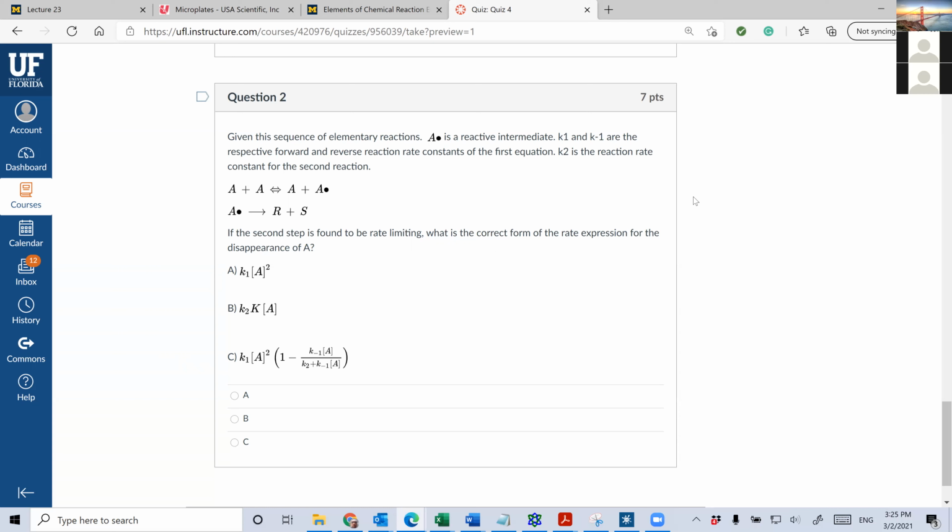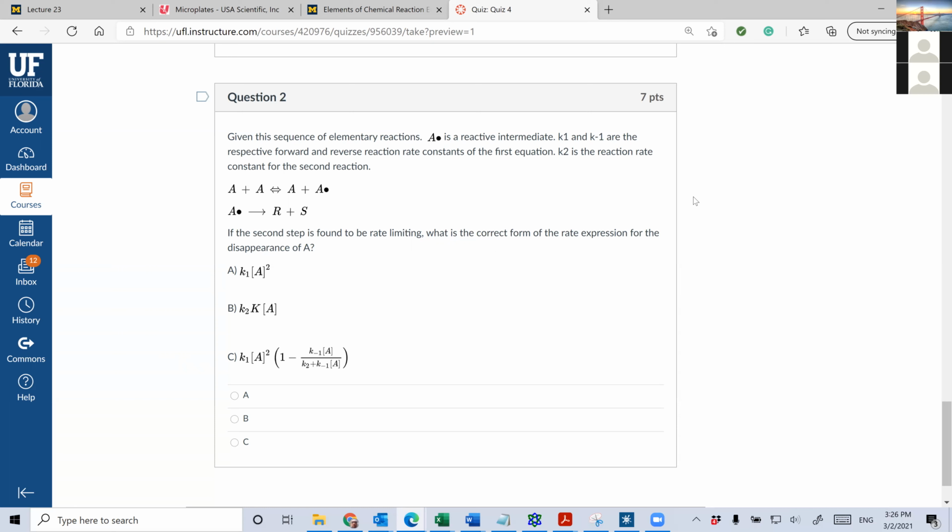So if some of you used an SSA to get answer C, in this particular case I am leaning towards giving full credit for it, because I didn't ask you to actually use the rate limiting step. I just said if the second step is found to be rate limiting, and that was insinuating that one should use the rate limiting step approximation. That's sort of how the question is formulated. I think that's misleading. If I had told you to use the rate limiting step to do this, then the approach of C would be wrong. Does that make sense?